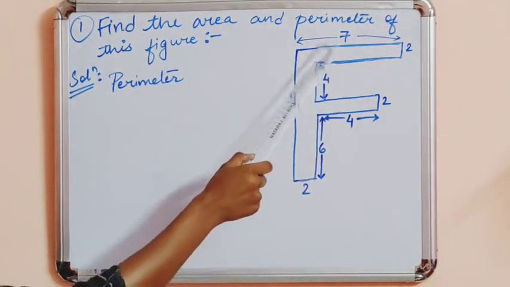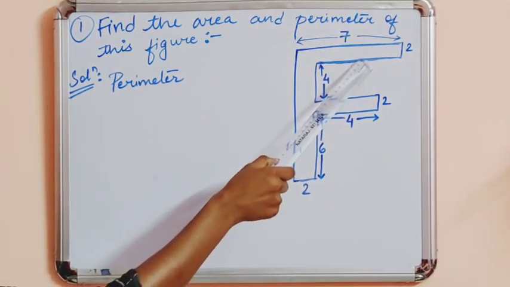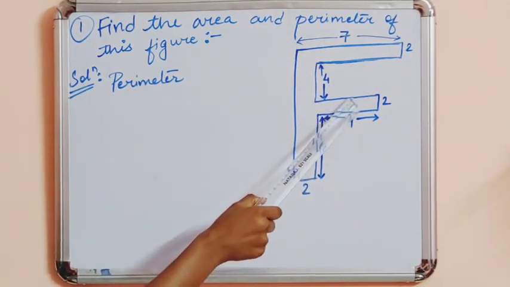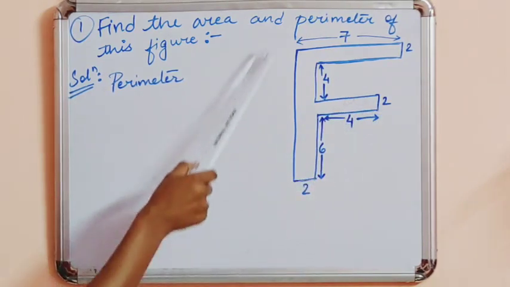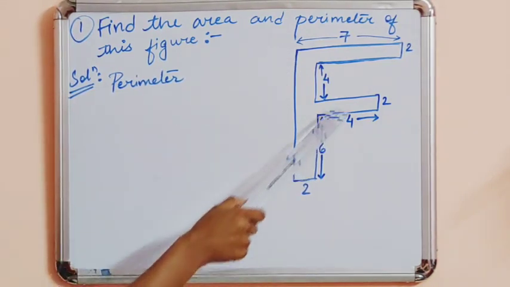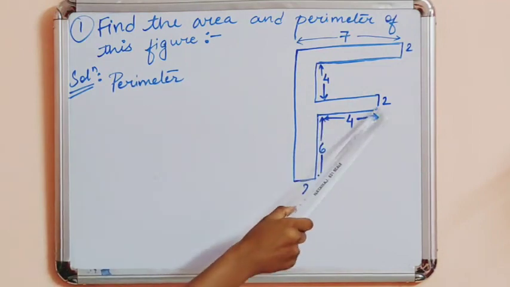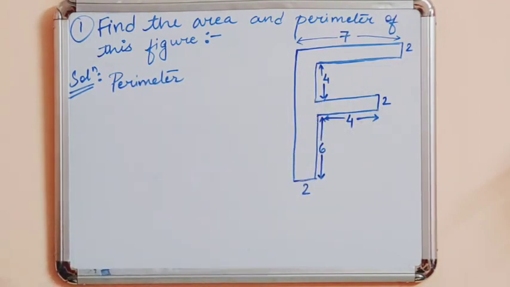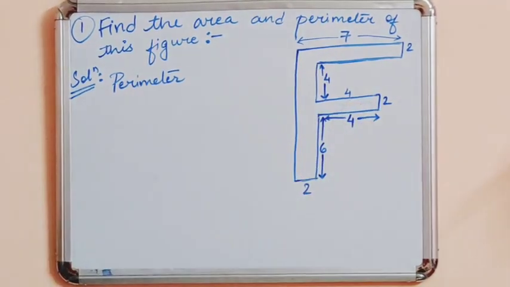See, here you can see this side is given, this is given, this is given, but the value for this side is not given. Same, the value for this side is not given. This is given, all these are given, but this side is not given. So we need to find out the value of the sides which are not given. So as you can see, this and this side is equal. So this will be 4. This side will also be 4.